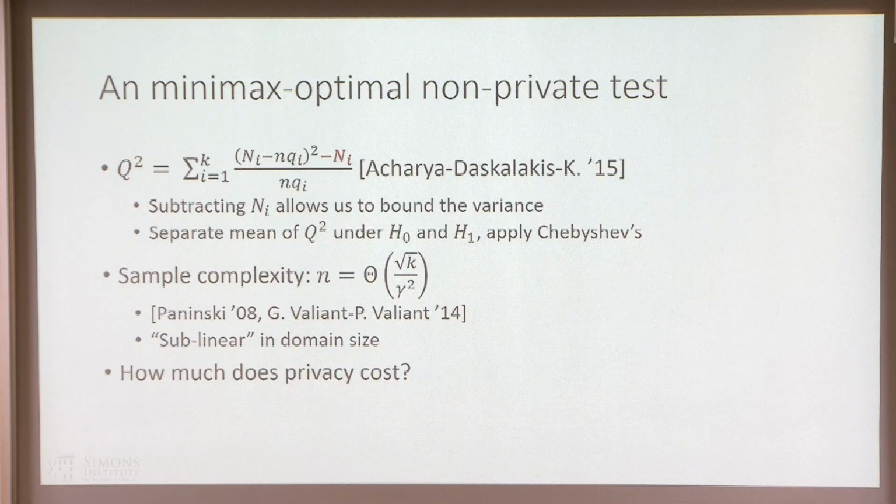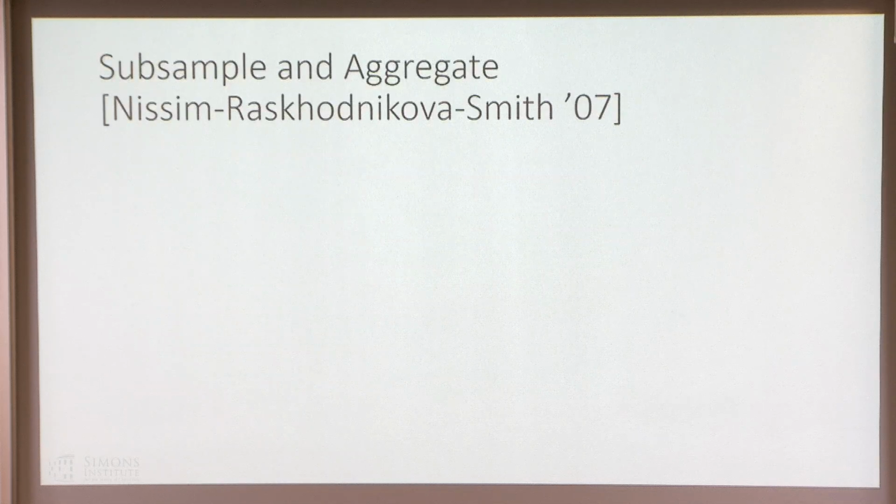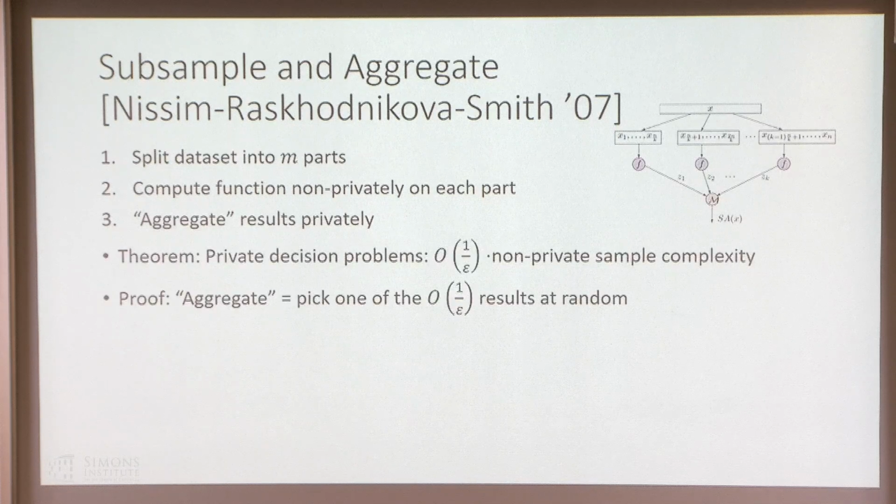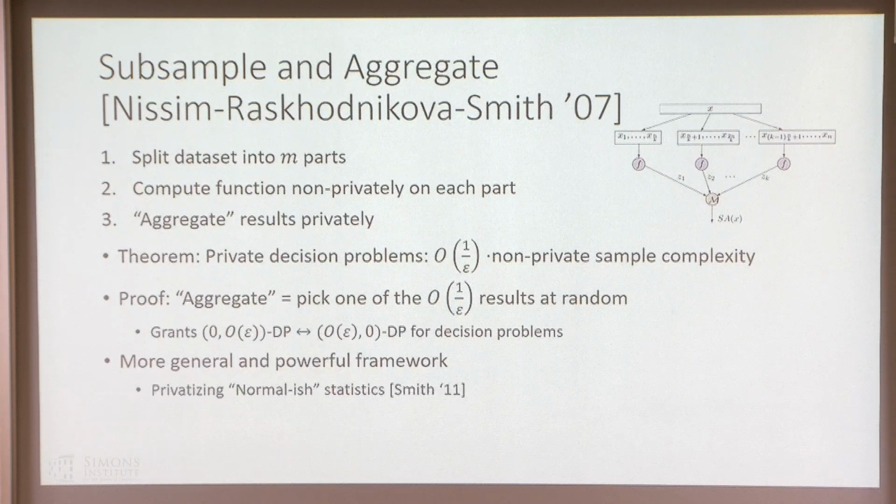The natural question here is, how much does privacy cost? And so let's first try to get a baseline for it. I don't think I have time to go over this in full detail, running a bit short, but there's a framework known as Subsample and Aggregate by Nissim, Raskhodnikova, and Smith, which essentially says: split it into different parts and then combine them in some way. It's a very general framework which is used for privatizing normal-ish statistics, also mentioned yesterday in I think Ilya's talk.